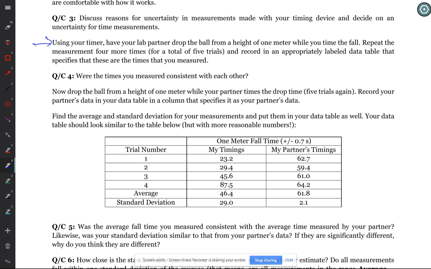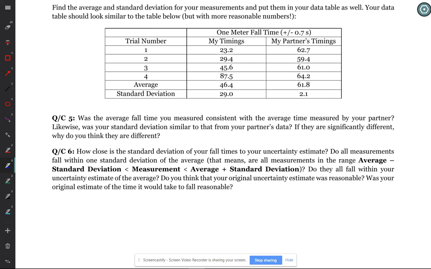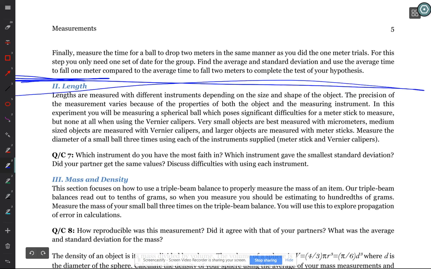So make sure you have data in a table that looks something like this. Answer each one of these questions, and then you're going to drop it 2 meters. That's what's on this page. You only have to do 1 set of data for the 2 meters. You don't have to do 1 for each partner. And then you can analyze your hypothesis outcome.